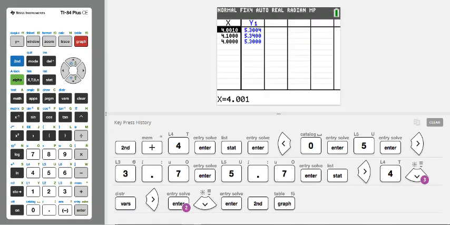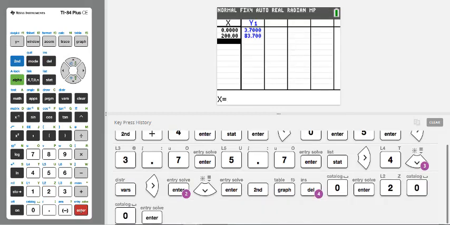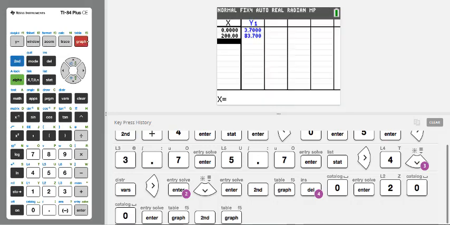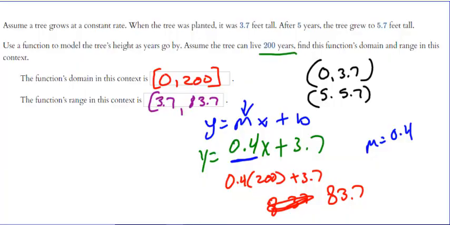And the reason why I put it on a calculator was this. Second, table, let me clear this out. 0, enter, 200, enter. There you go. There's your domain in the X and range in the Y, because if I hit graph, you can see that it's linear and increasing, right? So that gives me back this. So there. This concludes 2.6 part 4's video.